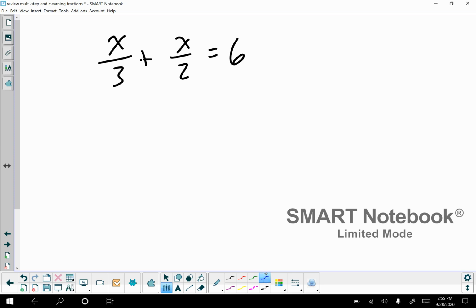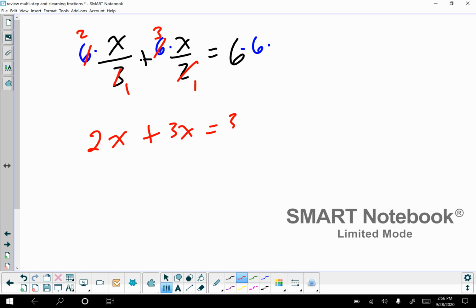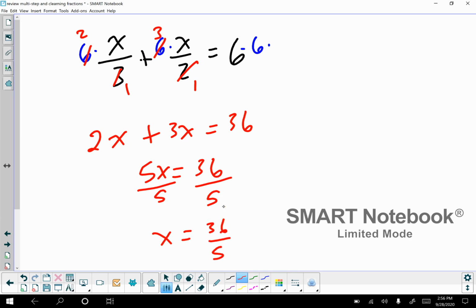All right, let's clear some denominators. Remember, we don't want to have a fraction in this. So 3 and 2 both go into 6. So I'm going to multiply this by 6, and this by 6, and this by 6. So 3 is going to go into 6 twice, so I'm going to get 2x. 2 is going to go into 6 3 times, so that's going to give me 3x is equal to 6 times 6, which is 36. So I wind up with 5x equals 36. So I'm going to divide both sides by 5, so x equals 36 over 5. Leave it as an improper fraction. No reason to make that a mixed number.